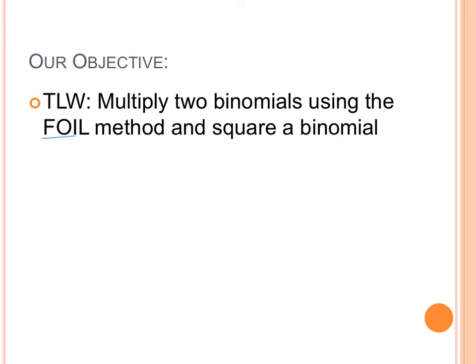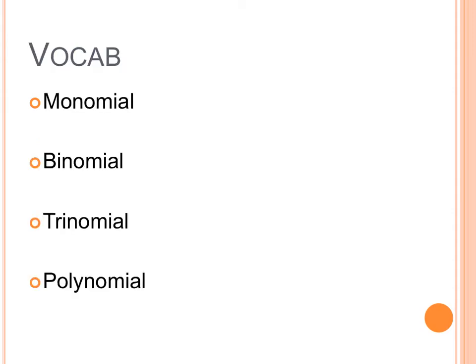So we're going to look at two different things. So we're going to look at the FOIL method, and then we're going to look at squaring a binomial. So the first thing we're going to look at is just some vocab terms, and each one of these vocab terms kind of piles off on the other one. So the idea of what we're looking at here is just recognizing what these values are.